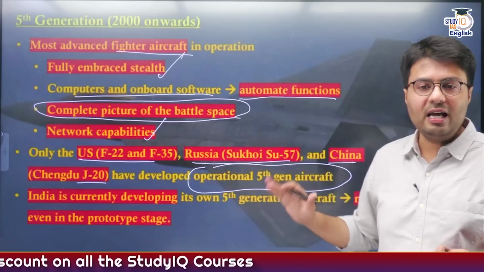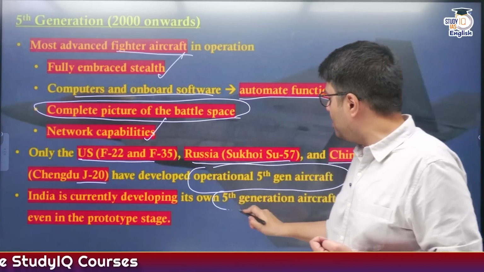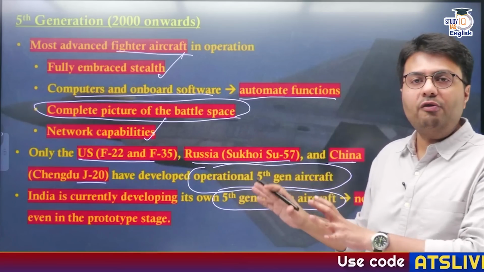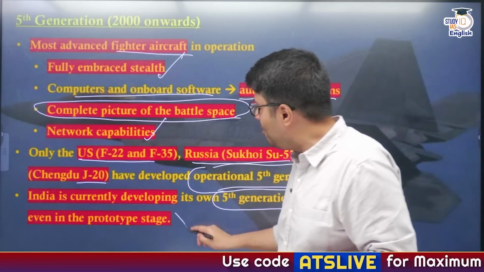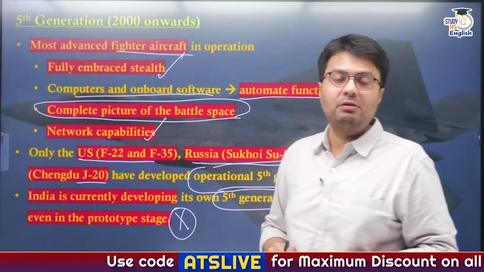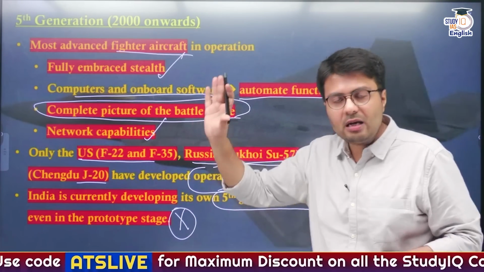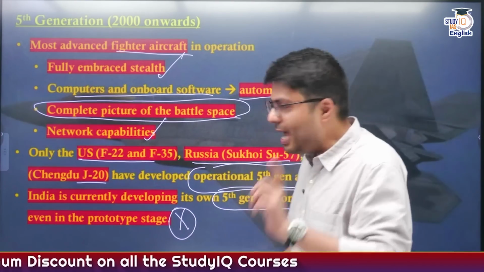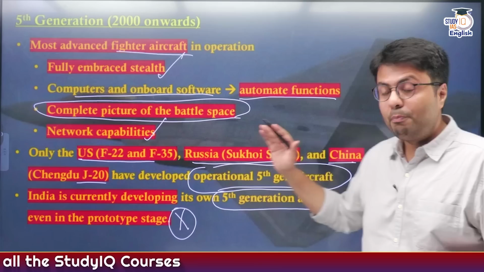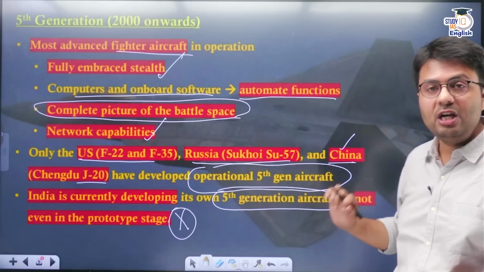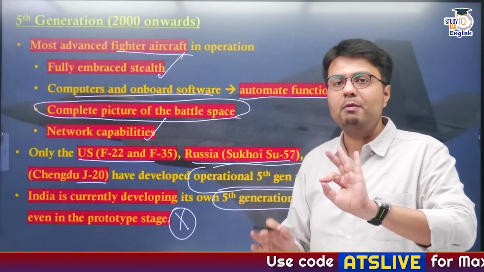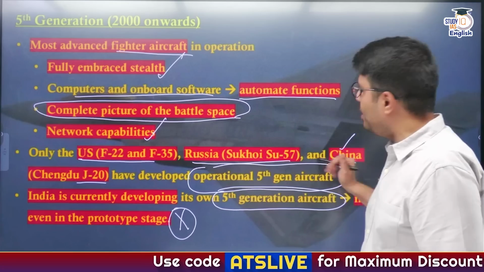And India currently is in the stage of developing its own fifth generation aircraft, which means the fifth generation aircraft of India has not even reached the prototype stage. And this is where our current news, that is the development of AMCA, is very important. Why? Because you understand, India's primary threat, China, has a fifth generation aircraft and India does not. That is why it leaves India's capability somewhat less as compared to Chinese aircraft.